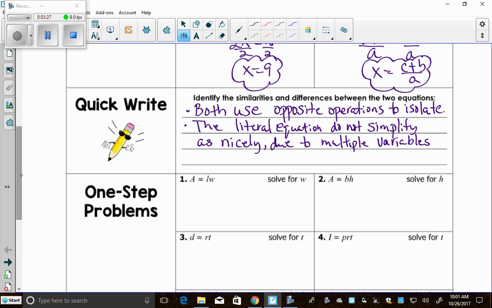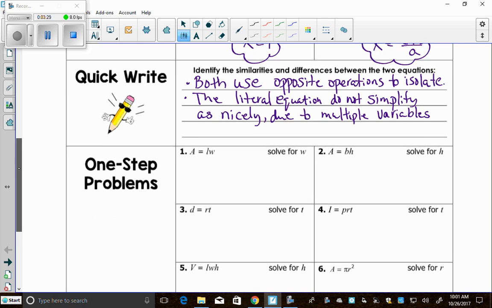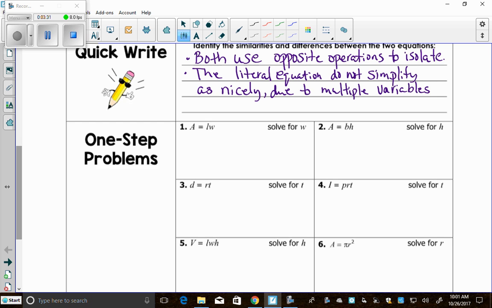Okay, so let's try a few. Now, when I'm giving you these, I need to tell you which variable to solve for. So you'll see on the right-hand side of each box, it tells you which one to solve for. So here in the first one, A equals L times W, I want to solve for W. Well, right now, the L is being multiplied by the W. The inverse operation for multiplication is division. So I'll divide each side by L, and I have A divided by L equals W. Now the W is alone, and you're finished.